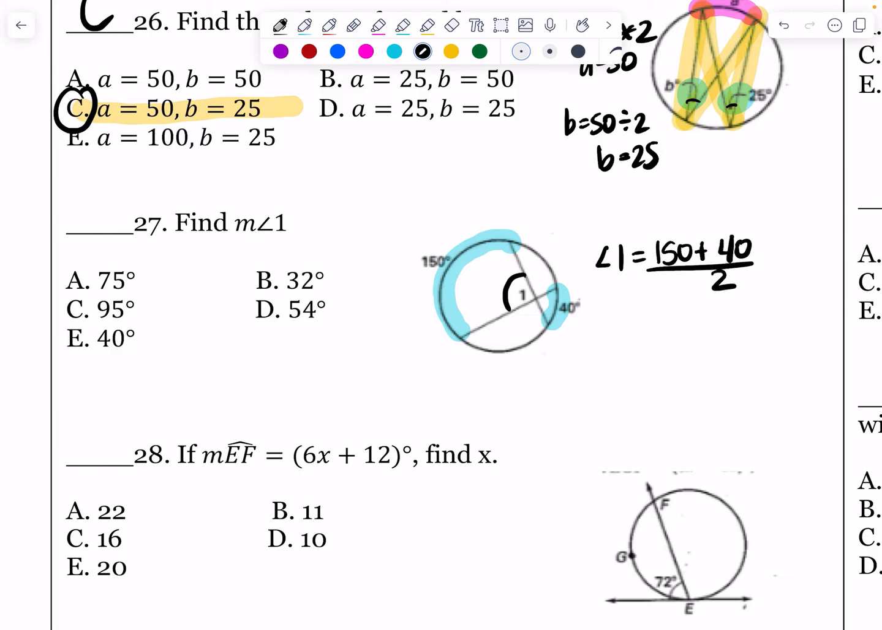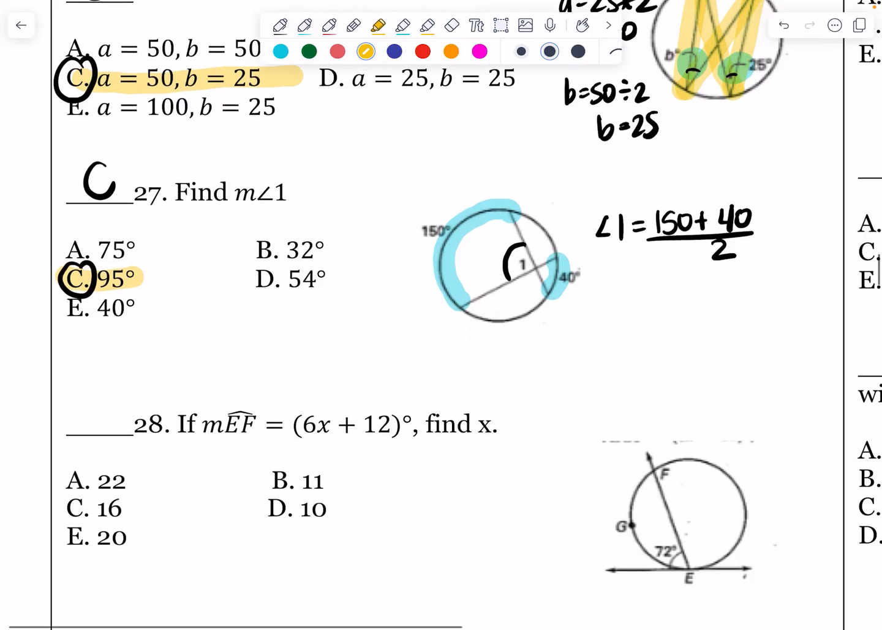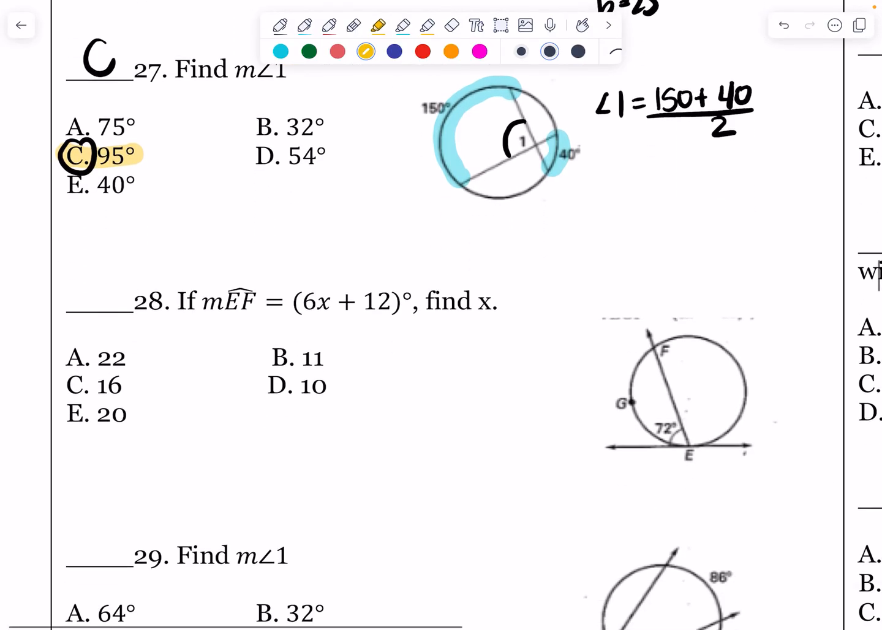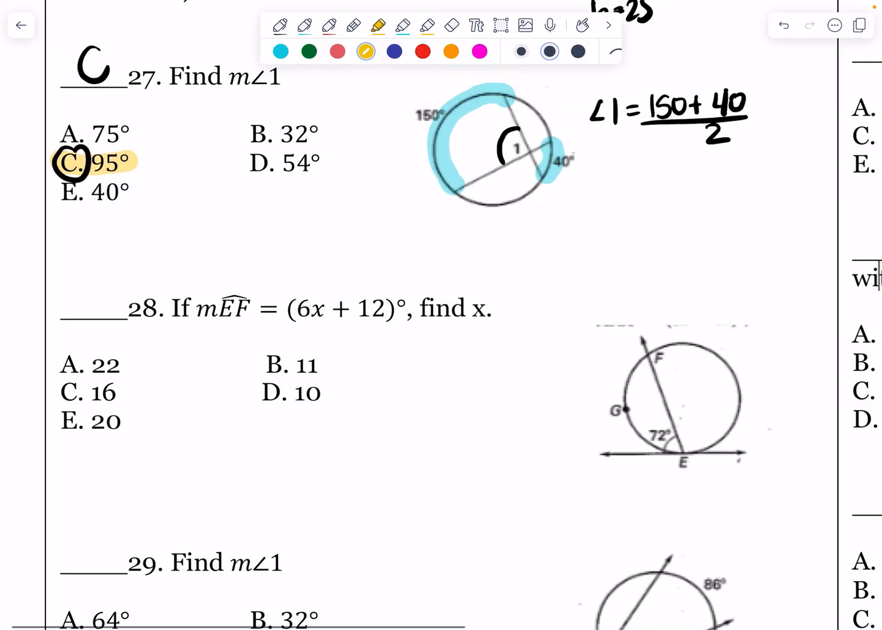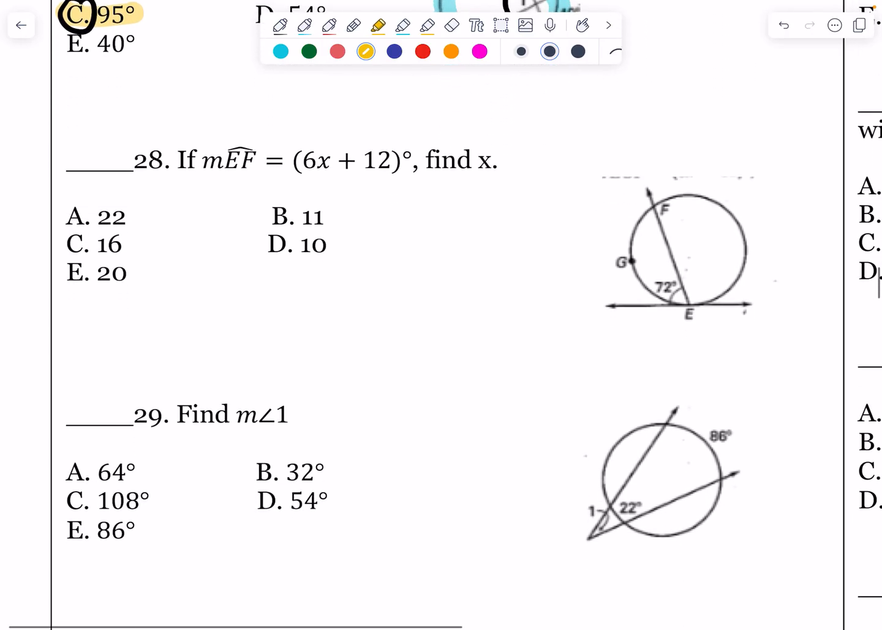So that is going to be half of 190. Well, what is half of 190? That is going to give me 95. So that's going to be C for this answer. Whenever those two secant lines cross on the inside, it creates an angle that is half of the sum of the intercepted arcs.